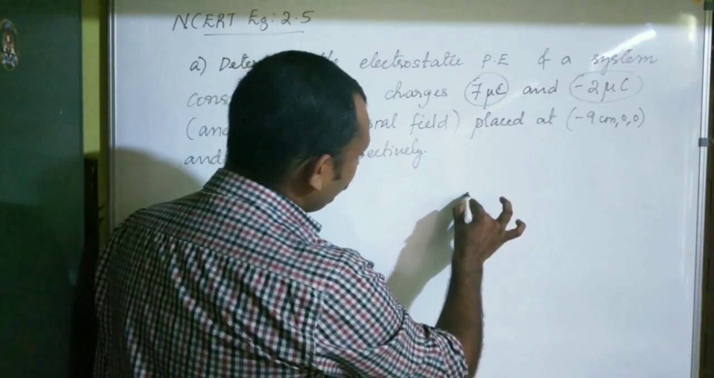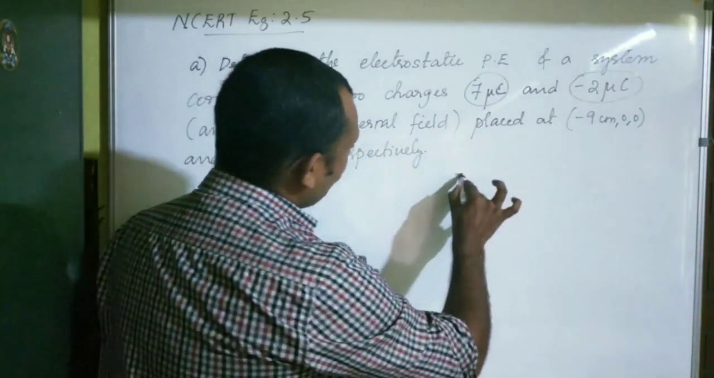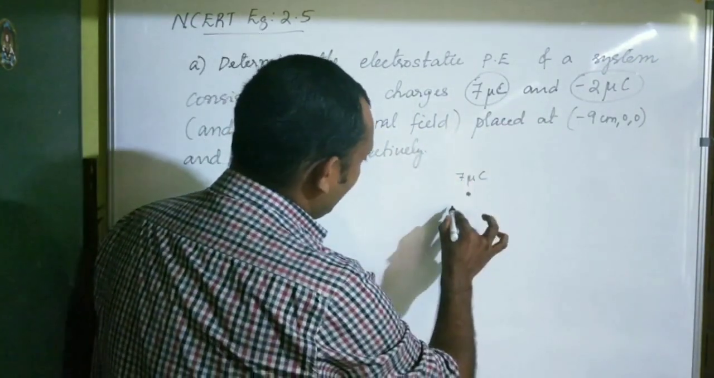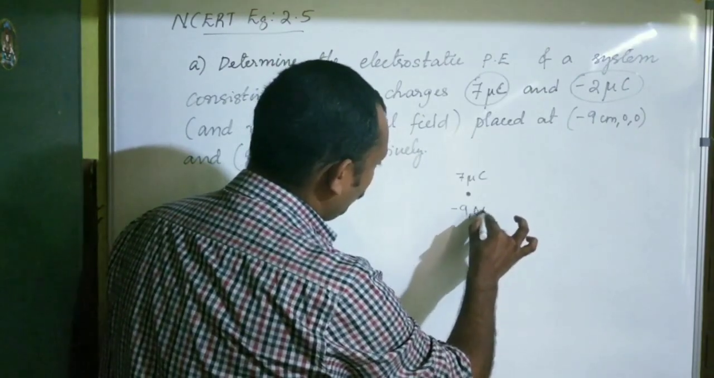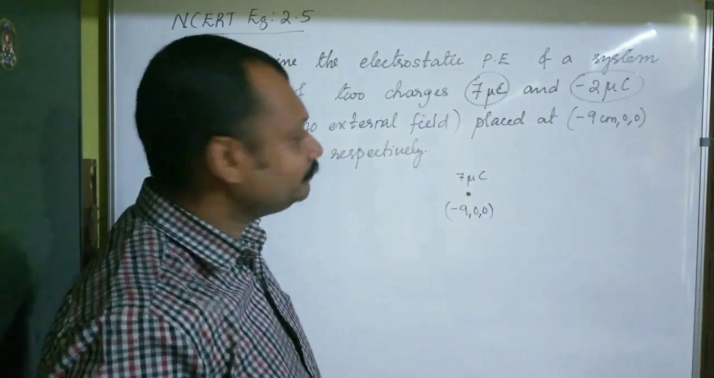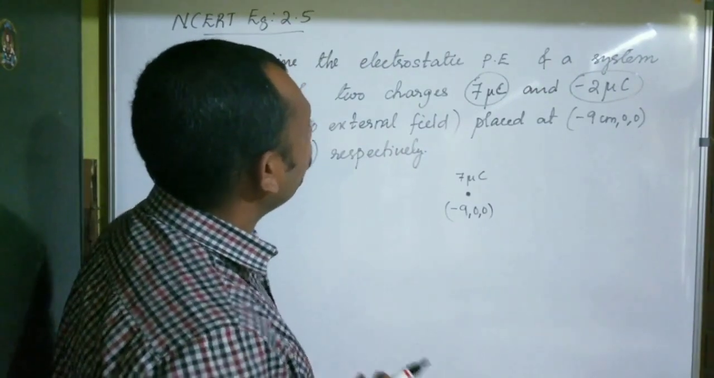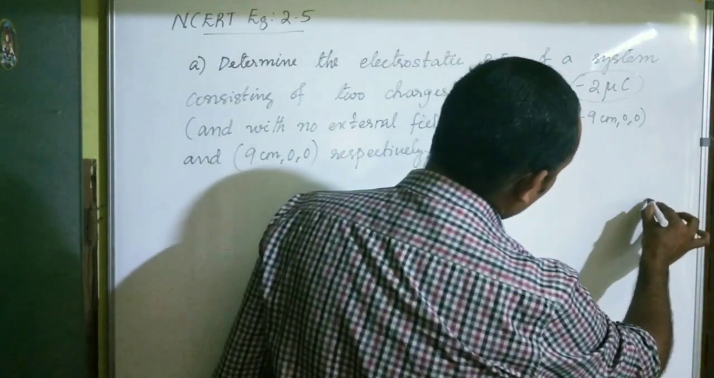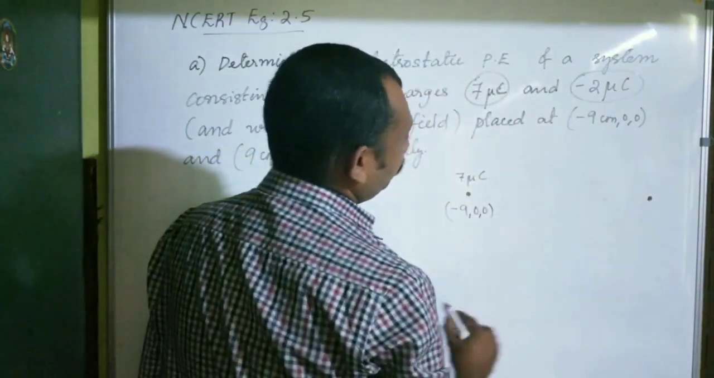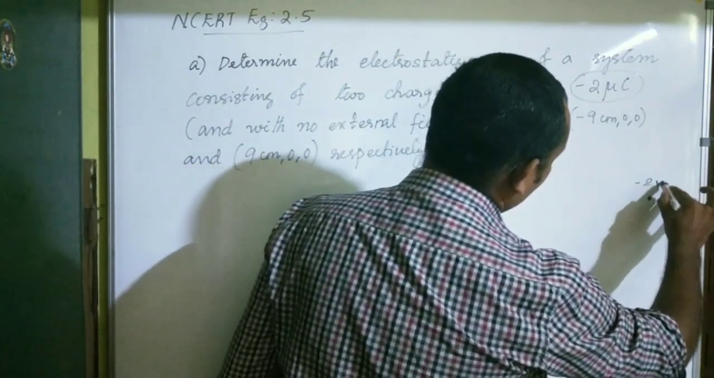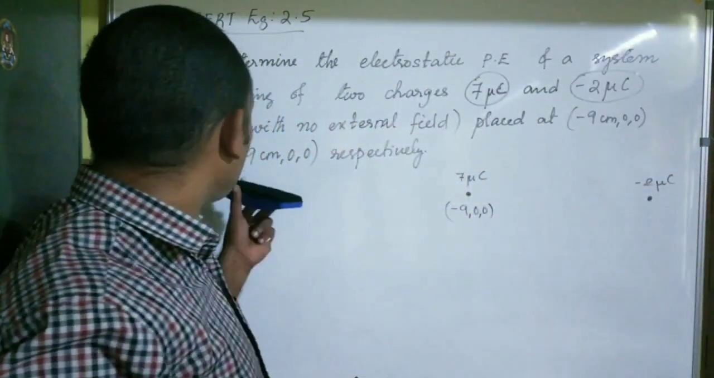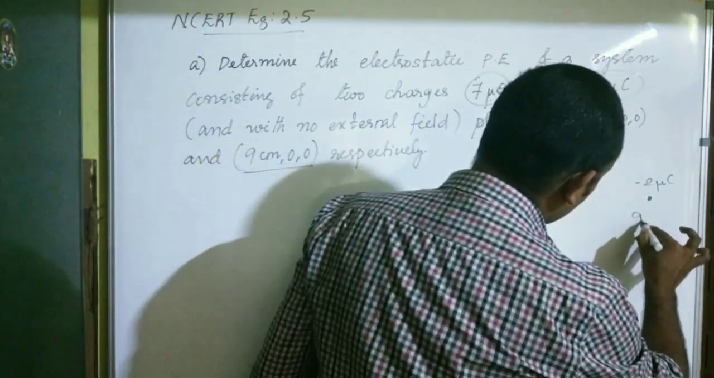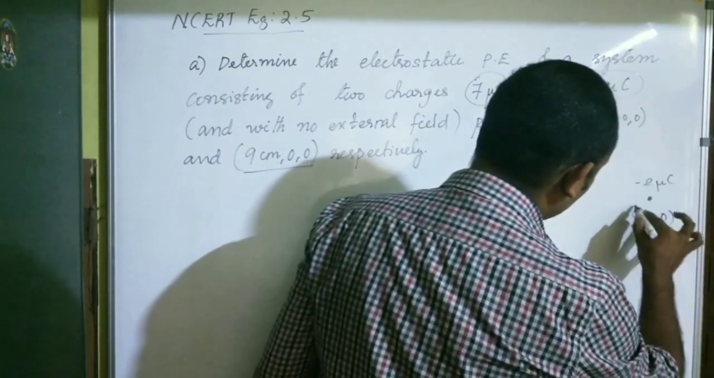Okay, I will now draw the figure to represent this. This is 7 microcoulomb, and it is placed at the coordinates minus 9, 0, 0, all in centimeters. Then where is the location of the other charge, which is minus 2 microcoulomb? That is located here. Minus 2 microcoulomb, and its coordinates, you can see on the board, are 9 centimeter, 0, 0.